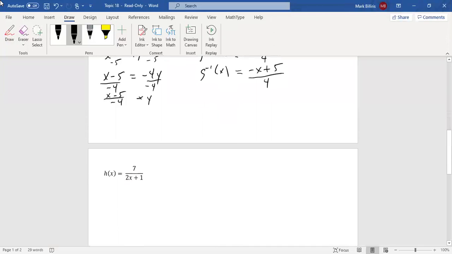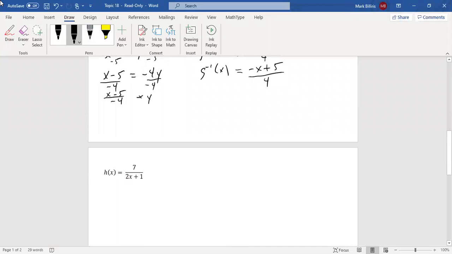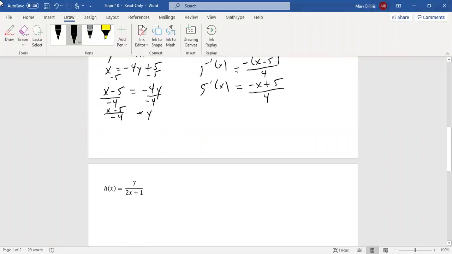Let's look at the next example. Again, we have a one-to-one function, and we're asked to find the inverse. So again, change it into an equation form. So we're going to change it into y equals 7 over 2x plus 1. Now the x and y switch places, so this would be x equals 7 over 2y plus 1. Now, since we have fractions in an equation, and I have a binomial in the denominator, I'm going to put that in parentheses. I'm going to multiply both sides by the LCD.